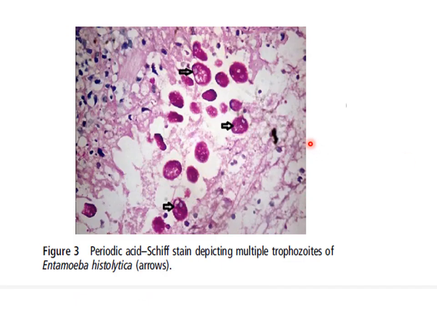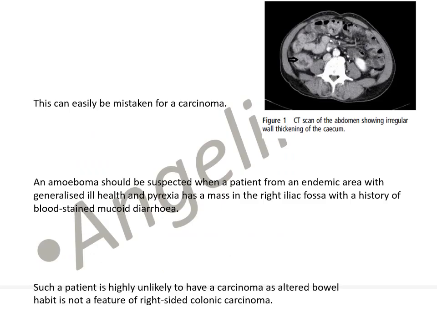So on that histopathology, they found trophozoites. This is from Pondicherry Institute of Medical Sciences. So they found trophozoites and confirmed it is an amoeboma. Then naturally you will start the treatment accordingly. Now there is a catch. As I told you, this can be mistaken for a carcinoma.